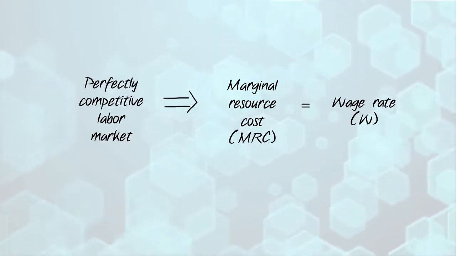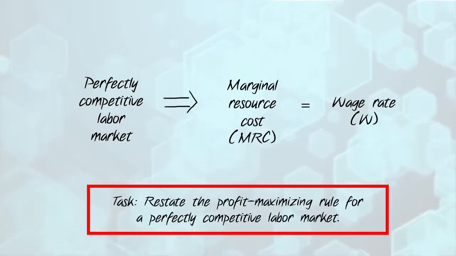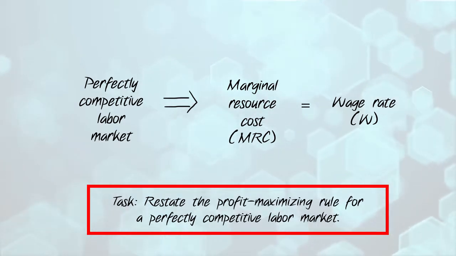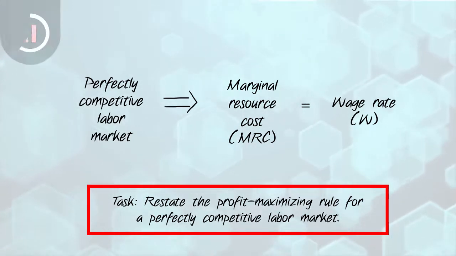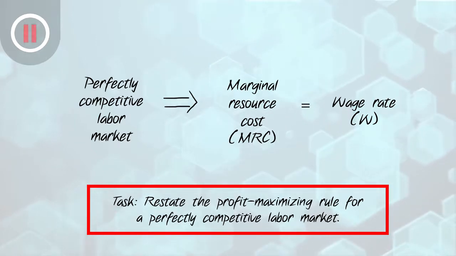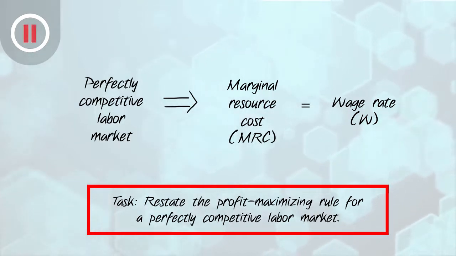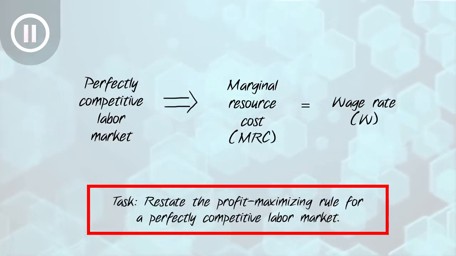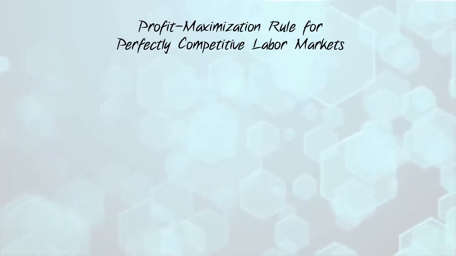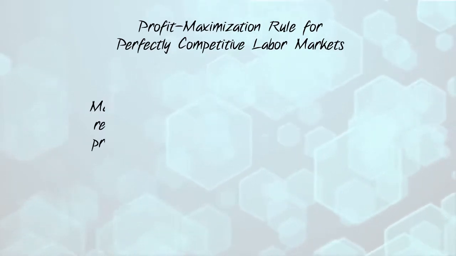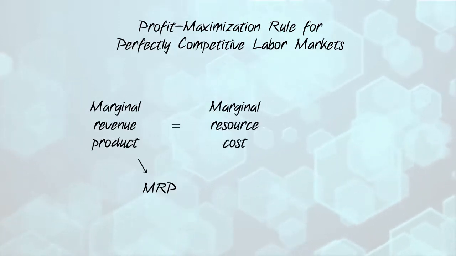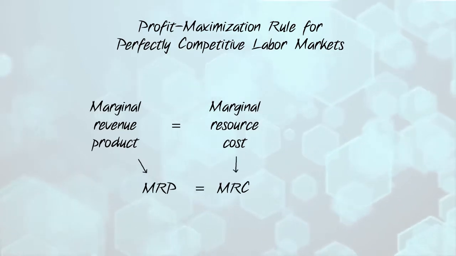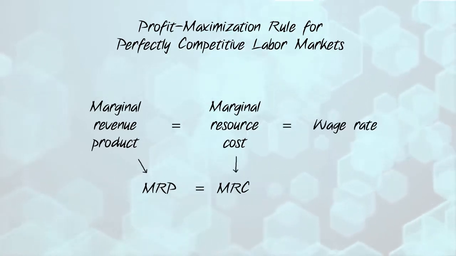And given this key rule, how might we now restate the complete rule for profit maximization under perfect competition as it pertains to the labor market? Let's pause now as you jot the answer down. Well, the complete rule for profit maximization in a competitive labor market is simply this. The marginal revenue product, MRP, will equal the marginal resource cost, MRC, will equal the wage rate, W.